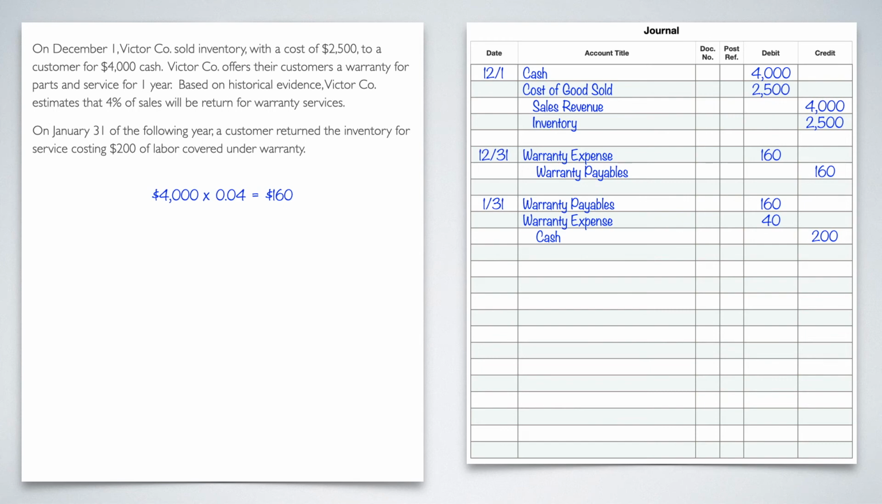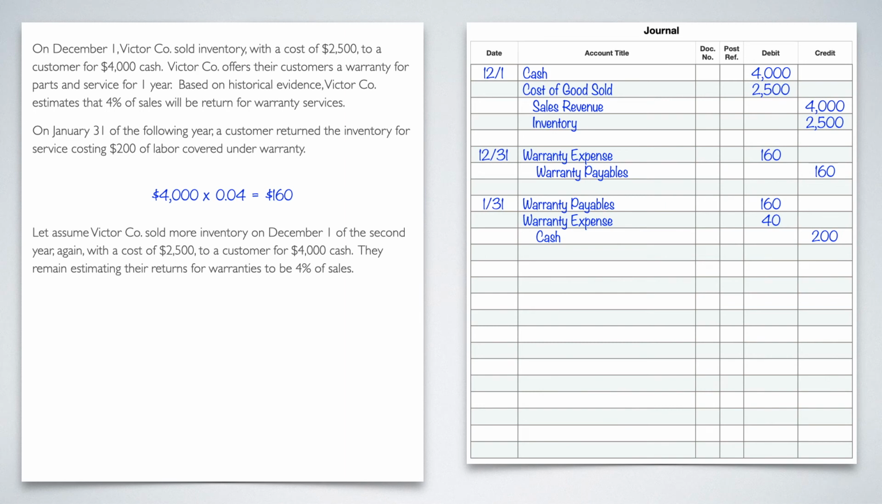Now let's take it one step further and read this last paragraph. Let's assume Victor Company sold more inventory on December 1st of the second year, again with a cost of $2,500 to a customer for $4,000. They remain estimating their returns for warranty to be 4% of sales. So if we sold more the second year, we're going to have the same journal entry: cash 4,000, sales revenue 4,000, COGS of 2,500, inventory of 2,500. That doesn't change.